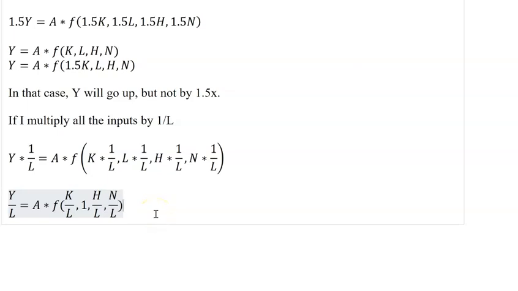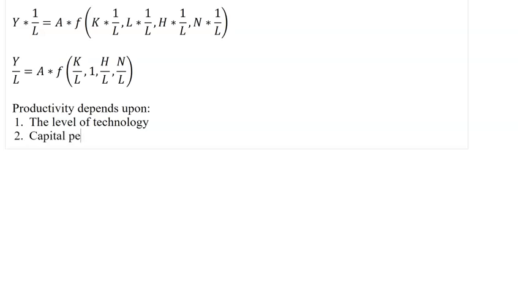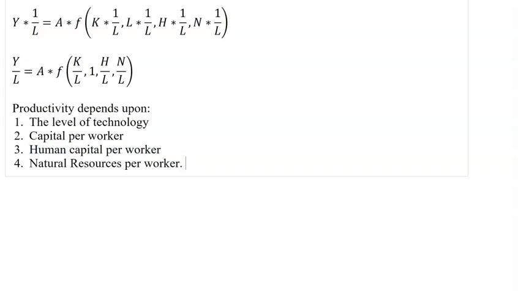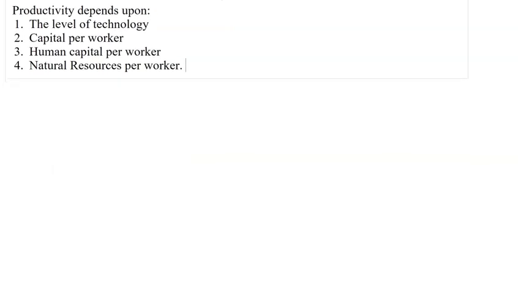So this tells me that Y over L, as we talked before, is productivity. So productivity depends upon the level of technology, capital per worker, human capital per worker, and natural resources per worker. Now let's look at each of these factors, what they are, why they are important, and how they can increase productivity, economic growth, and the general well-being of the country. So let's look at capital per worker.